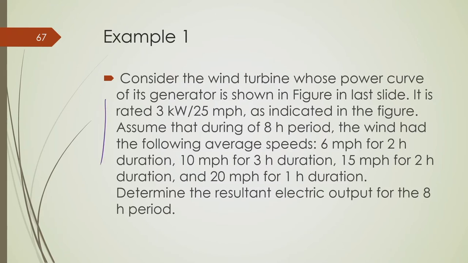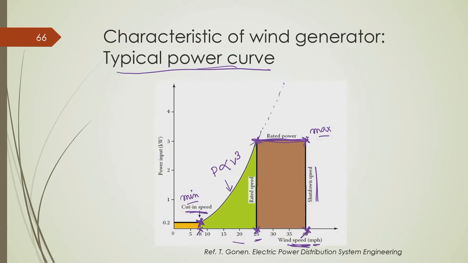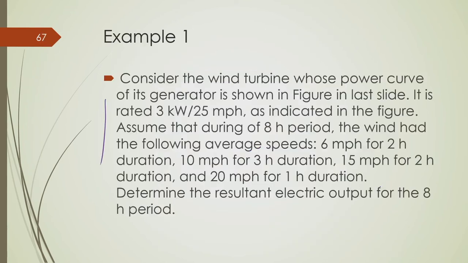So, this example is very simple and it is based upon the figure shown on this slide, that we have different wind speeds in different durations of a day. For 2 hours the wind speed is 6 mile per hour, for 3 hours the wind speed is 10 mile per hour, for 2 hours the wind speed is 15 mile per hour, and for 1 hour the wind speed is 20 mile per hour.